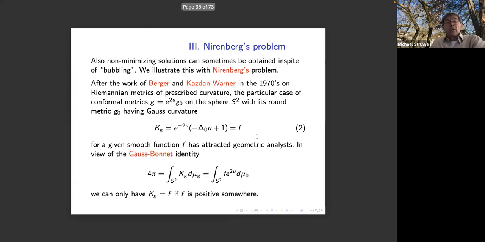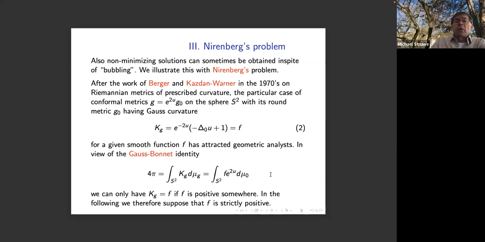And this is quite intricate. There are a number of geometric constraints in the case of the sphere. For instance, the Gauss-Bonnet identity tells you that if you want to be able to solve equation 2, then f has to be positive at least somewhere, and we'll simply assume that f is strictly positive throughout the following.